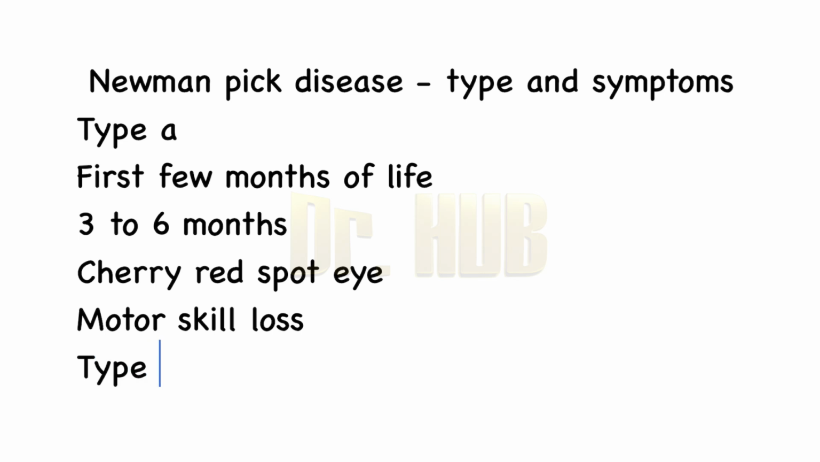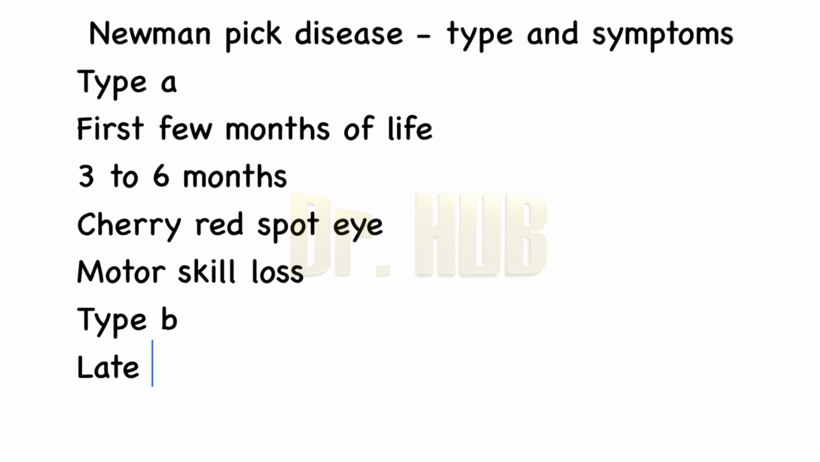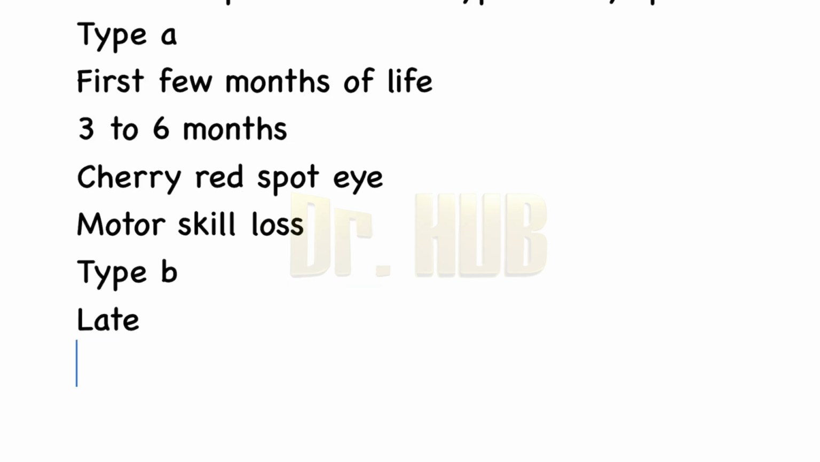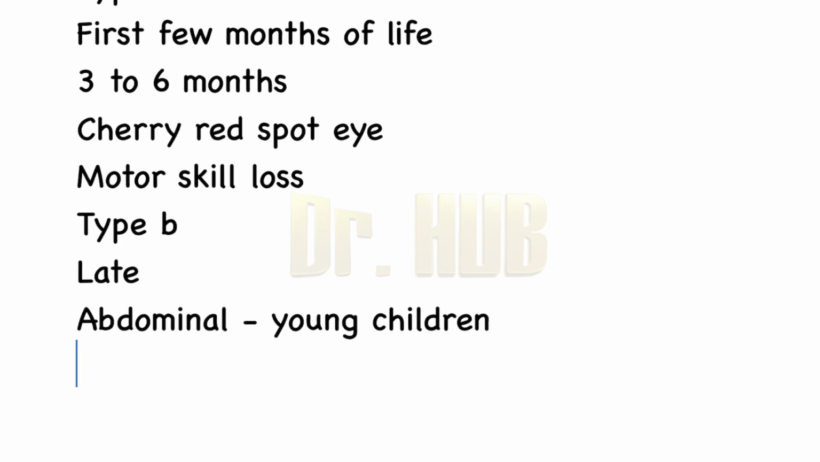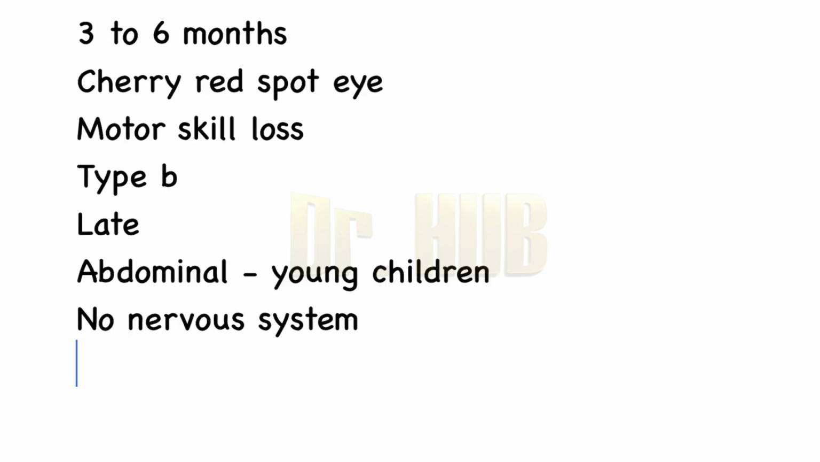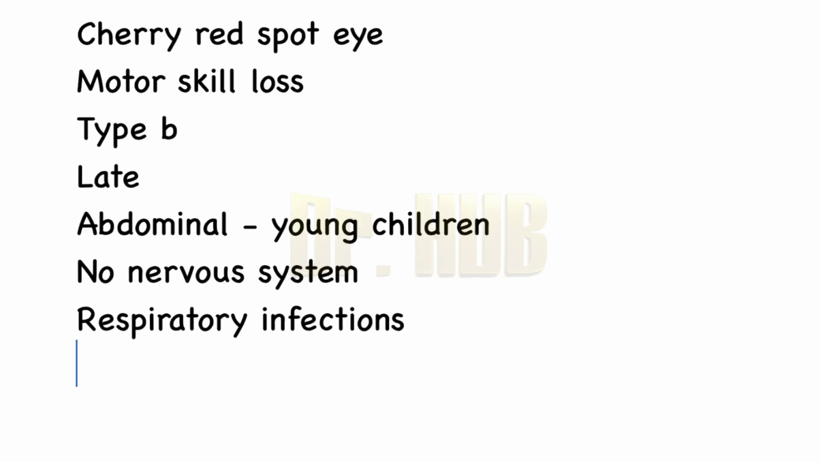Now we move on to type B. Type B is late, it occurs late in childhood or teenage age, and abdominal swelling may occur in young childhood. So abdominal swelling is present, but it is in young children, whereas in type A it was at 3 to 6 months. Now there is almost no brain and nervous system involvement. So no nervous system is involved, and there is a loss of motor skills. Some patients may have repeated respiratory infections. So respiratory infections may be seen.